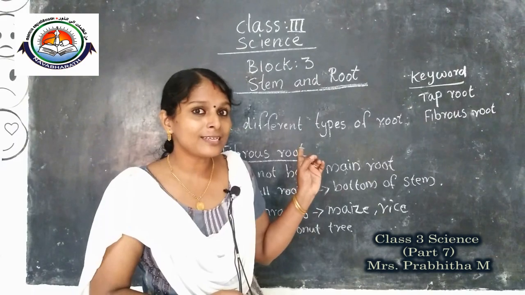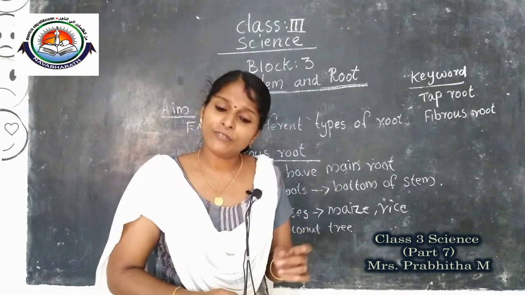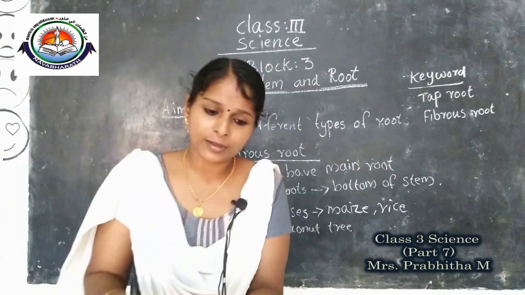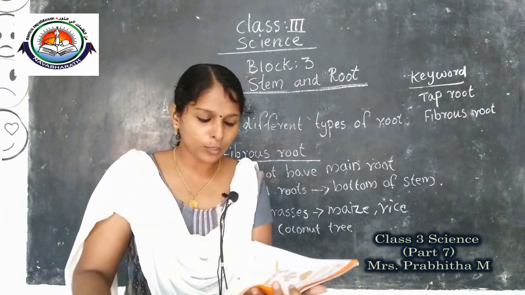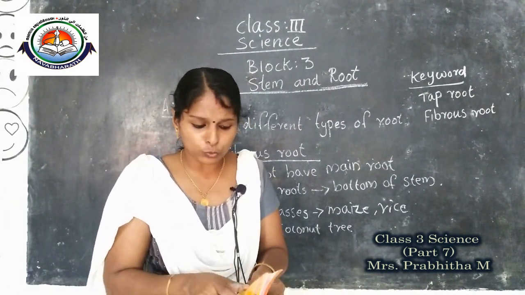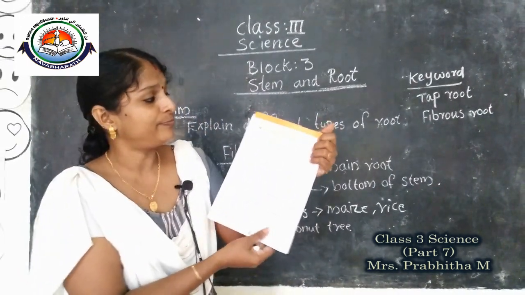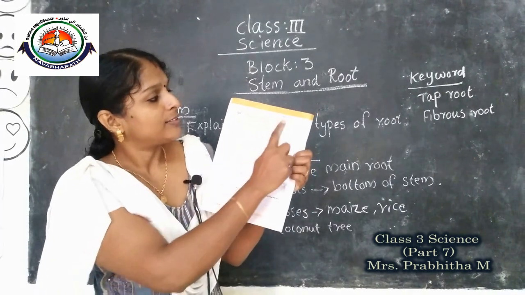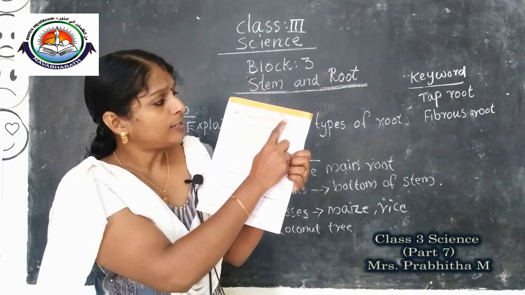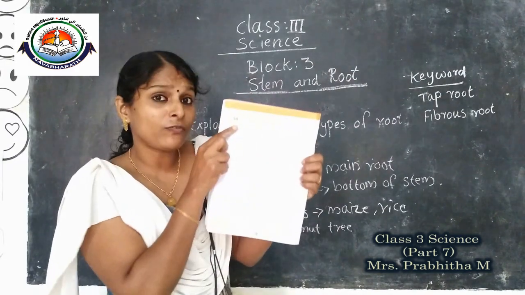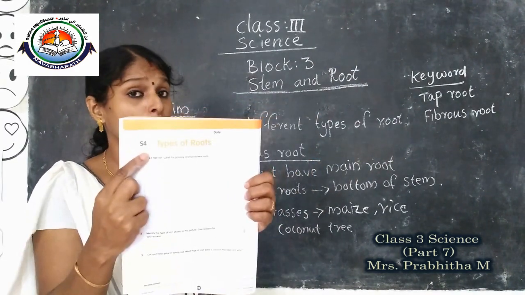Now we can discuss the workbook. Everybody take your workbook, page number 22. Write the date first. What is the name of our lesson? Types of roots.